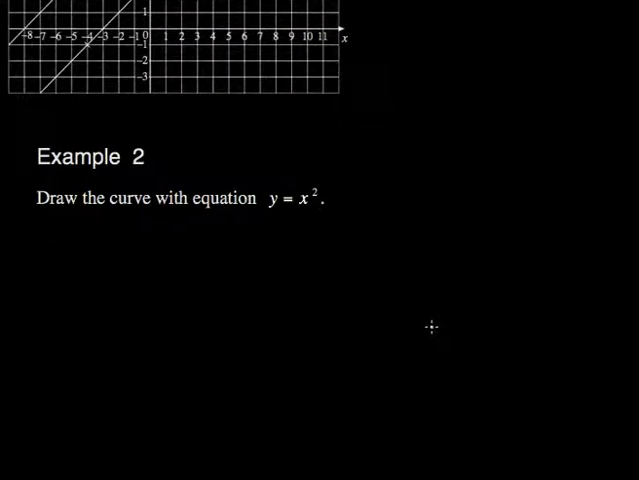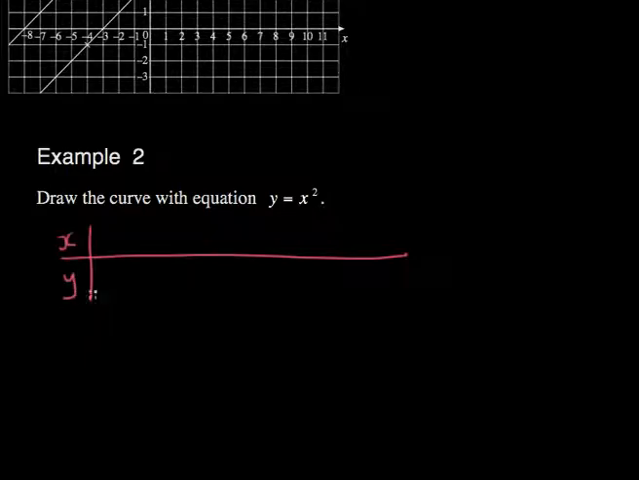For example 2, it's asking us to draw a curve with the equation y equals x squared. And the thing you have to do every time, if you're not given this in the test, and most of the time you are, you have to draw a little grid with your x and y values. And it doesn't actually tell you which x values to choose. So we're going to choose some typical ones, which go from -3, -2, -1, 0, 1, 2, and 3. They're the typical ones to choose.